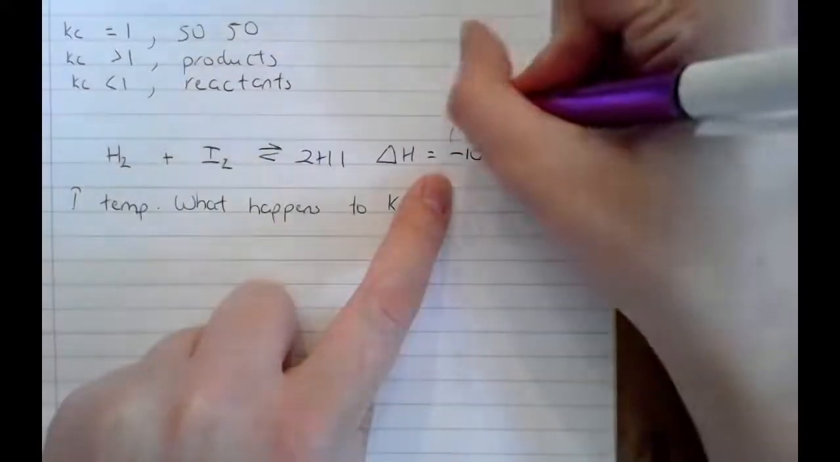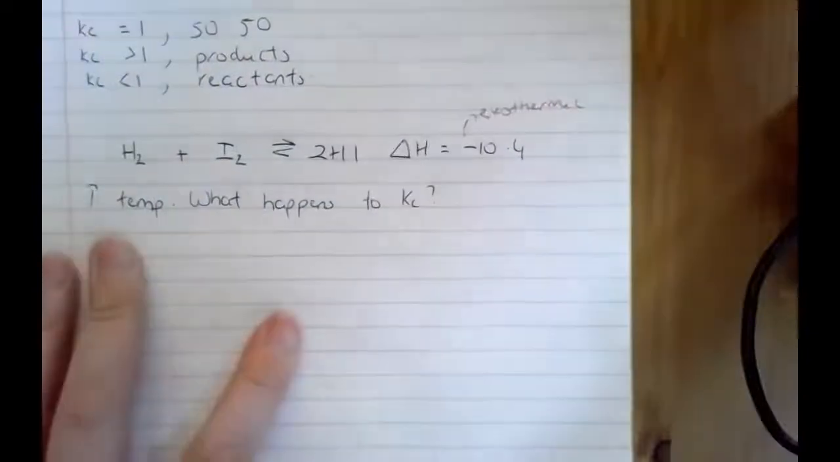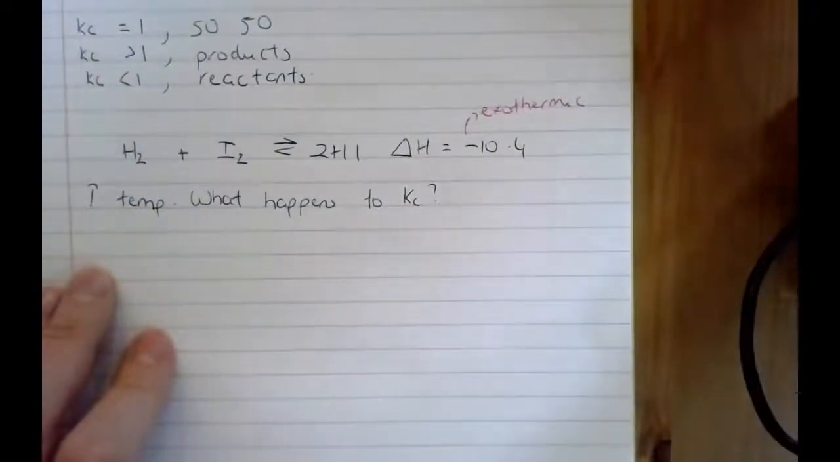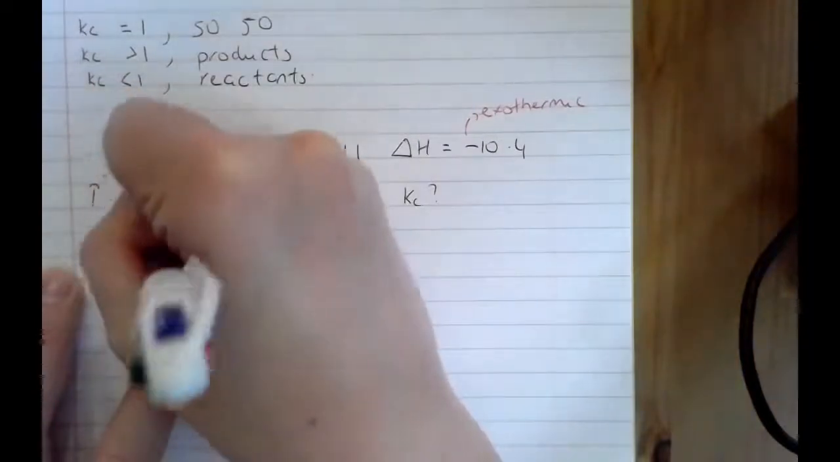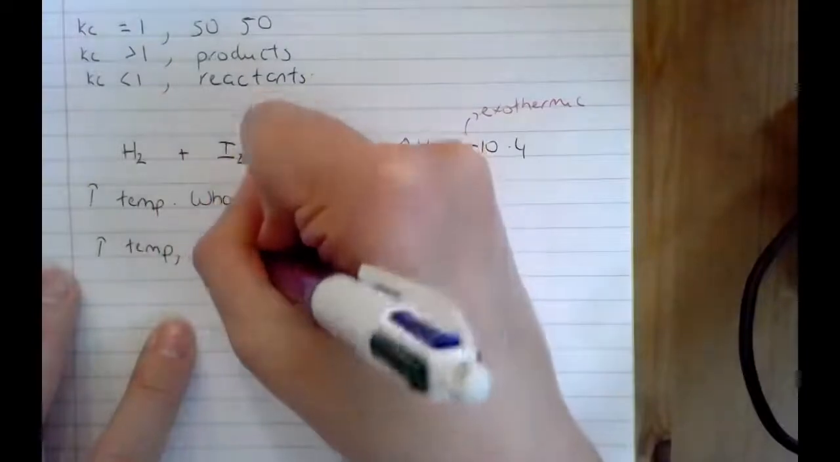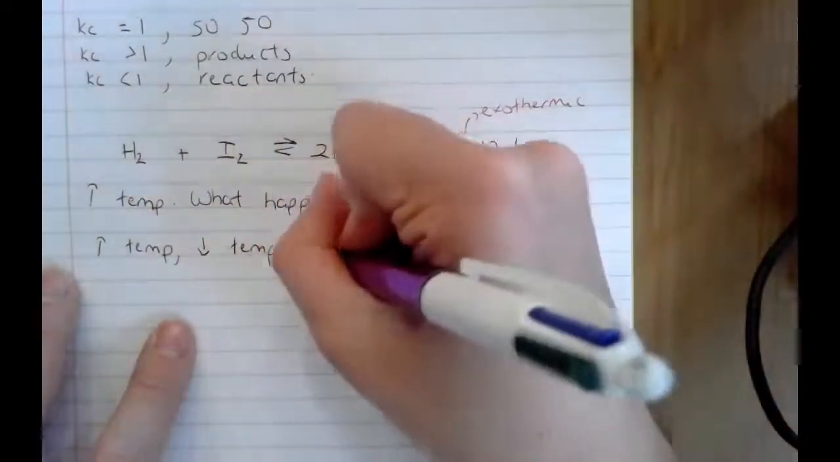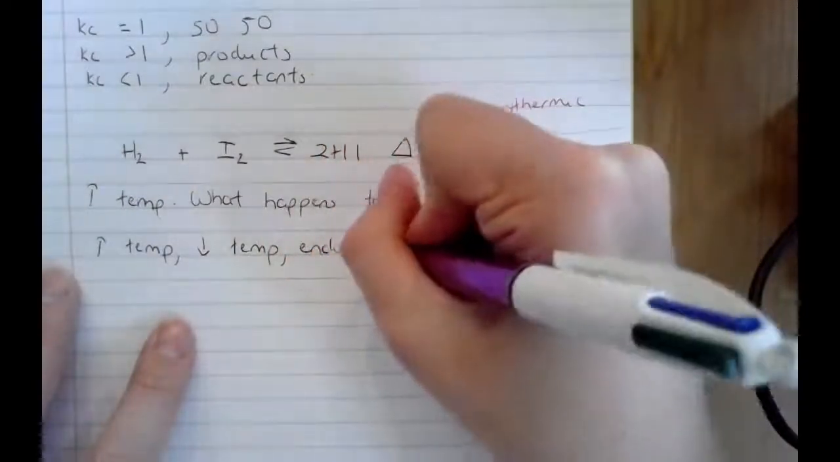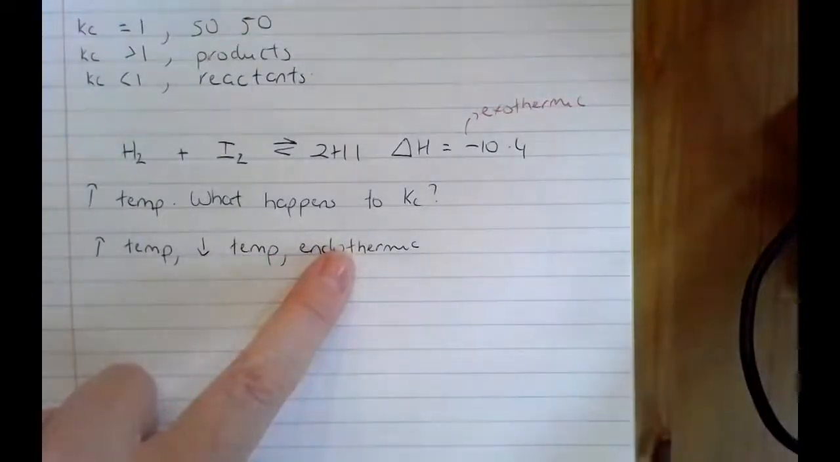That means my forward reaction is going to be exothermic. And if we're increasing the temperature, we can just predict. We know if we increase the temperature, that the reaction is going to try and decrease the temperature. And if the reaction is decreasing the temperature, then we know that the endothermic reaction will occur. If you're trying to decrease the temperature of the surroundings, the endothermic reaction is going to occur.